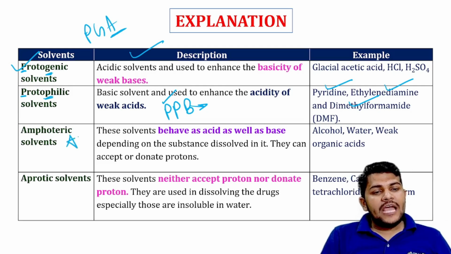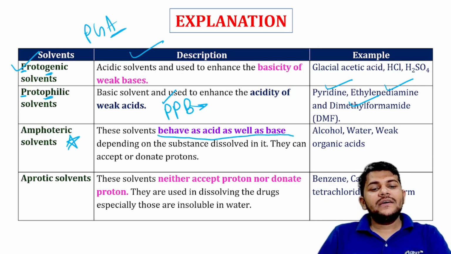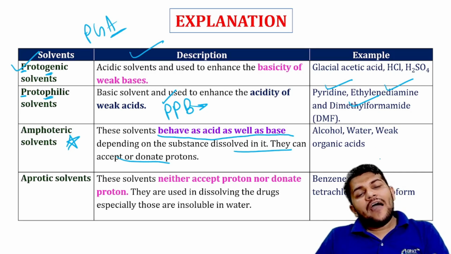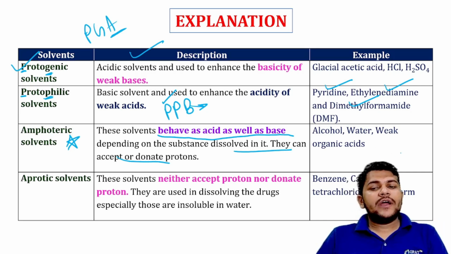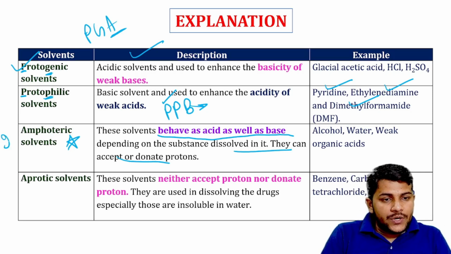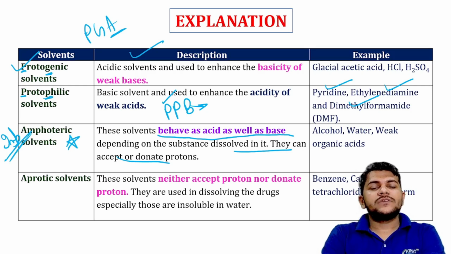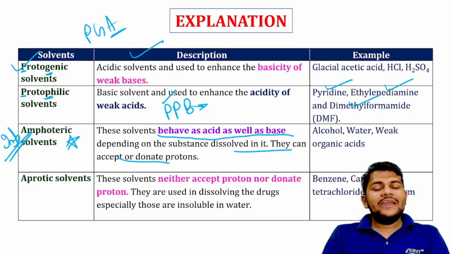Next, you have the amphoteric solvent. Amphoteric solvent means they behave as an acid as well as a base, and they can do both functions. They can either accept or donate a proton. We have alcohol, water, and weak organic acids. Very important. In the year 2019 DSSB examination, this question was asked: what are the amphoteric solvents? There were options like alcohol, pyridine, glacial acetic acid.